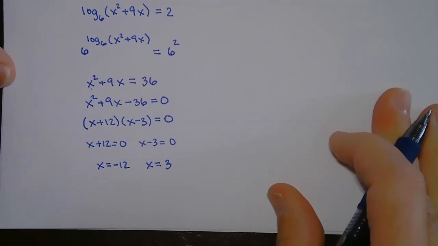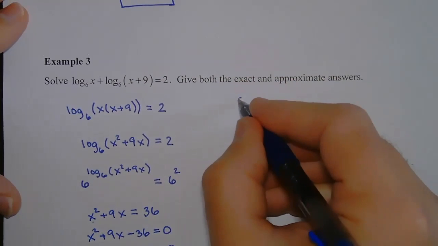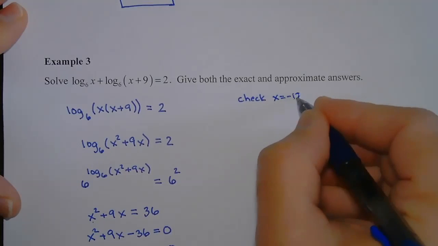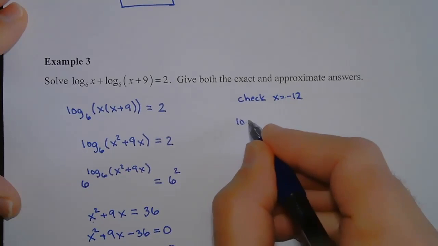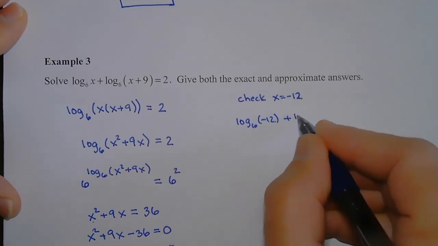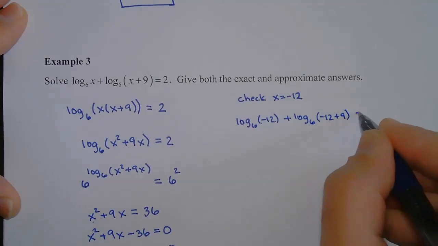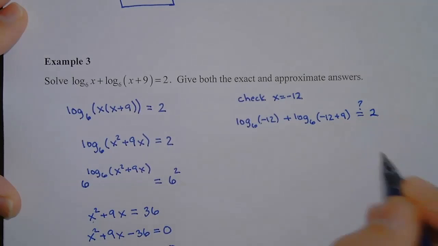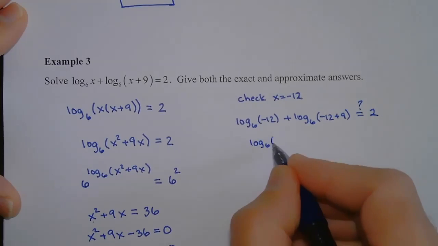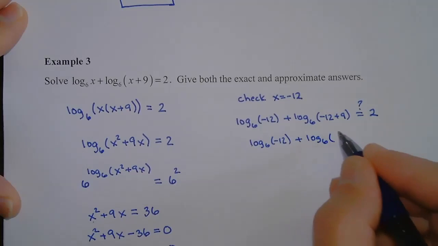Now, do both of these work? Okay. All right, so we go back. I'm going to slide this up a little bit. Okay, we need to check. So we're going to check x equals negative 12. So this would be log base 6 of negative 12 plus log base 6 of negative 12 plus 9. Does that equal 2? Okay, so automatically, well, let me rewrite this. This would be log base 6 of negative 12 plus log base 6 of negative 3.